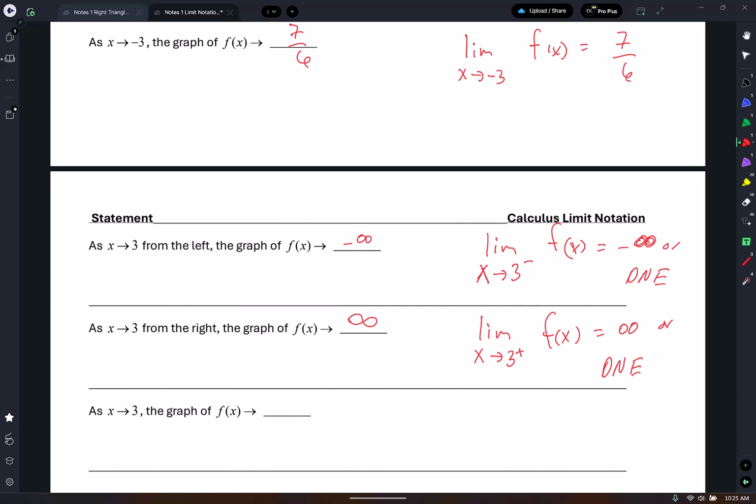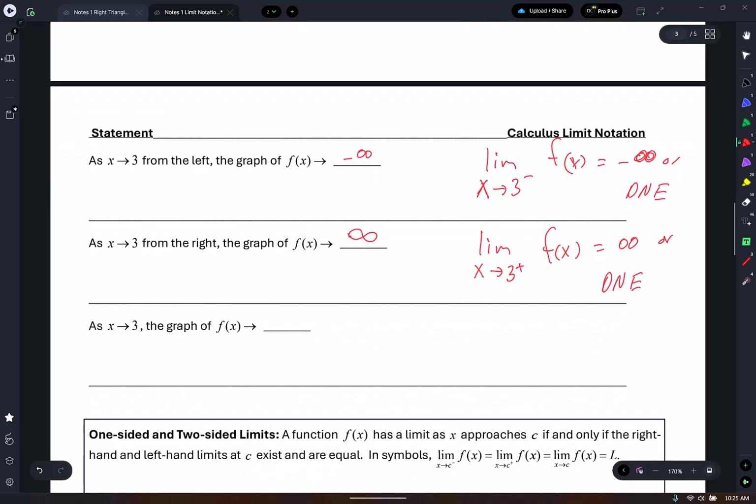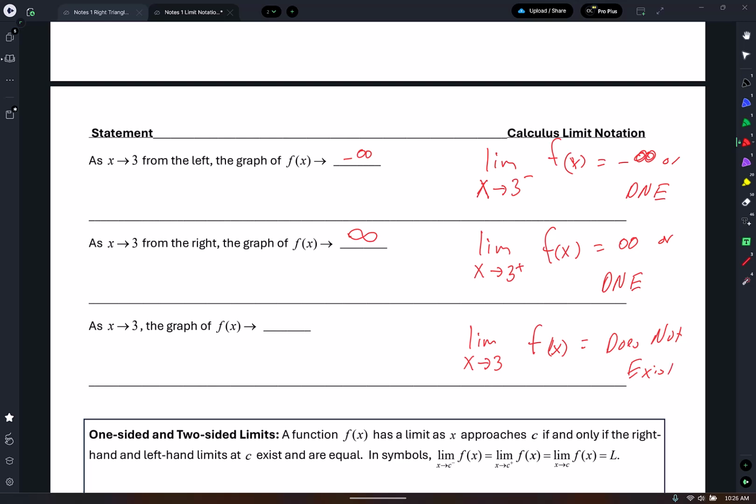We're still okay? Okay. As x approaches 3, the graph of f of x, well, one behavior is negative infinity, the other behavior is positive infinity. So what's the best one to use? Does not exist. Perfect. If both behaviors were one-sided, like positive infinity or negative infinity, I would have said that, but does not exist instead of using the acronym.